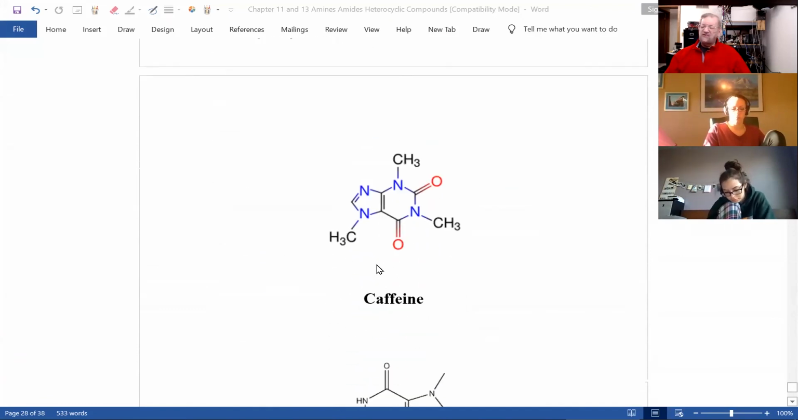Now here's the structure of caffeine. And yes, I have a mug, which somebody gave me with that structure on it.